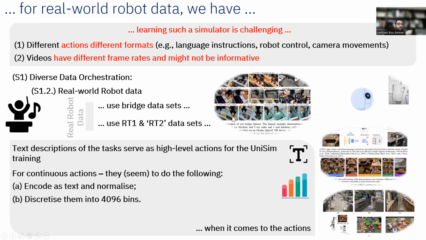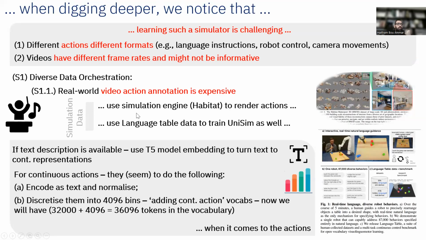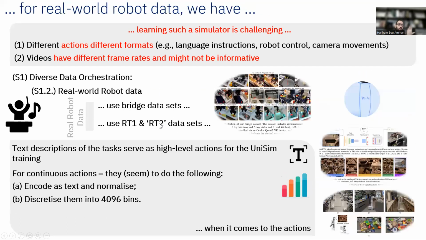Another dataset they use is real-world robotic data. Apart from the first two datasets, Habitat and Language Table, they also introduce real-world robotic data. For the real-world robotic data, they use two main datasets. One is called the Bridge dataset, which has demonstrations in a kitchen. Then they use RT-1, and they refer to RT-2, but I don't think they actually used that dataset in the paper.